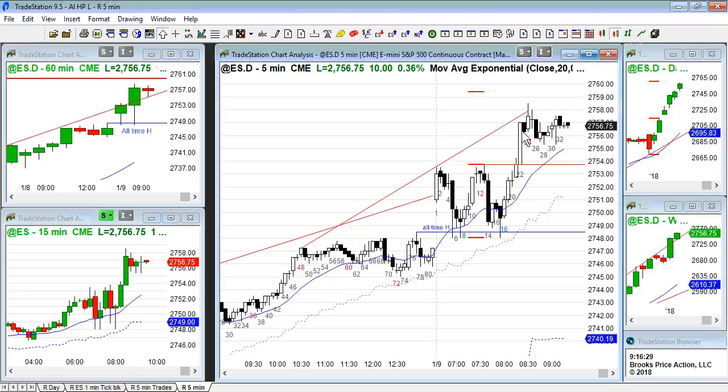The market's deciding, is this a spike that will be followed by a channel, or is it a breakout that is going to be followed by a trading range? Is it going to be a spike and channel bull trend day, which is a stronger type of bull trend day, or is it a breakout and a trading range, which is a weaker type of bull trend day?